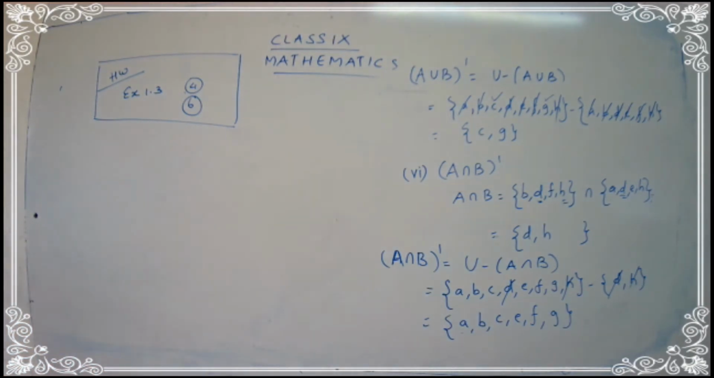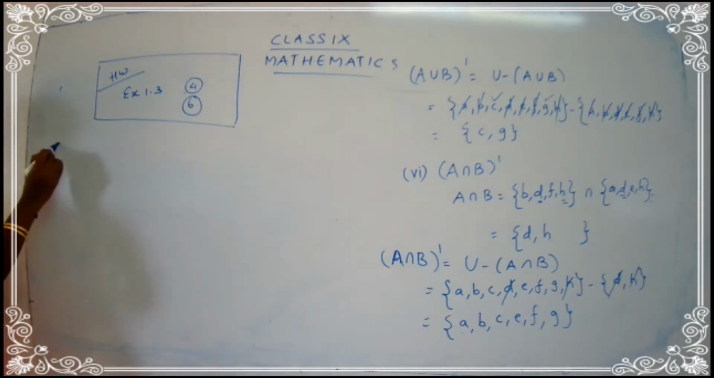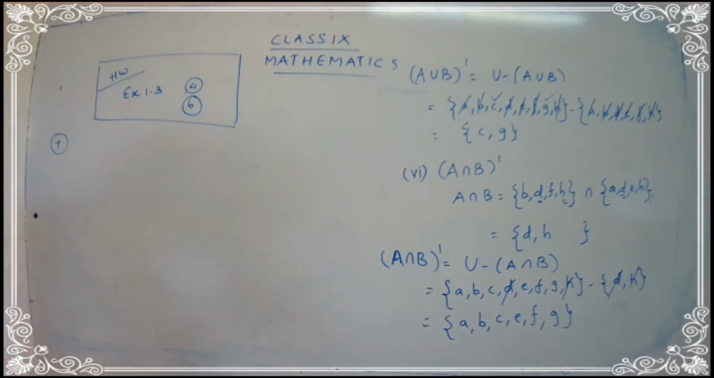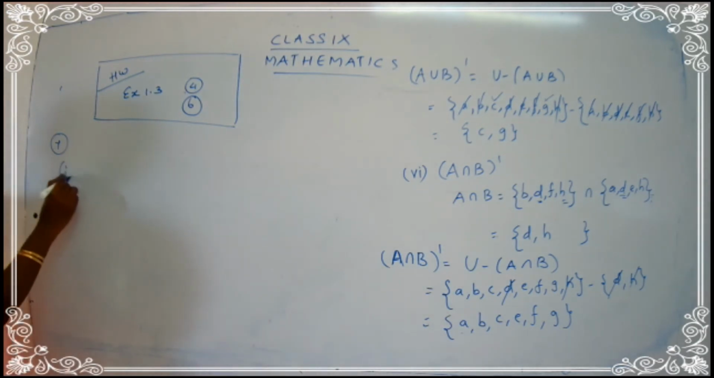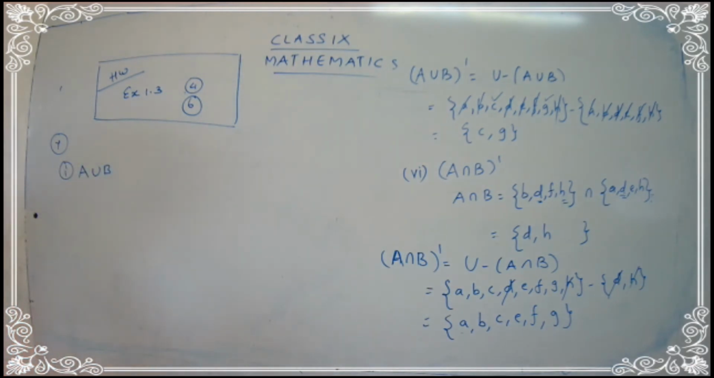Okay, just let's do one more question and let's see. Write down question number 7. Write down the question, children. Don't write all the 6 subparts. Just write down the question and write down the first subpart, A union B. Write down the question.